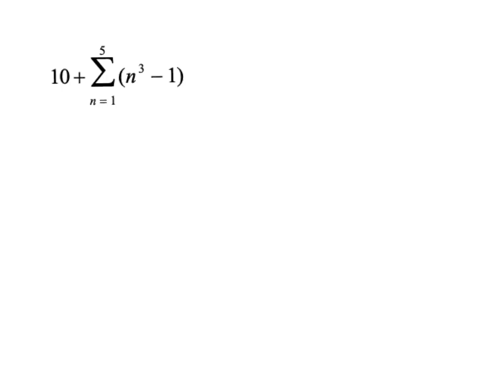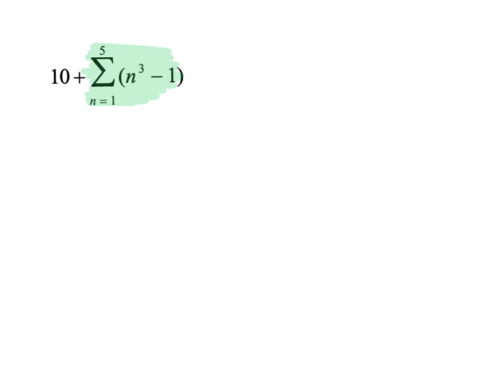Okay, so same concept. Now we're going to start from n is 1 to n is 5. So it's 10 plus this sum. So you have to remember, you do the sum first, but this time at the end, we're going to add this 10 to it.